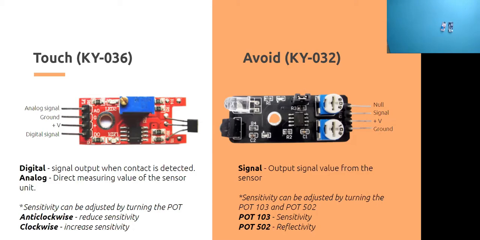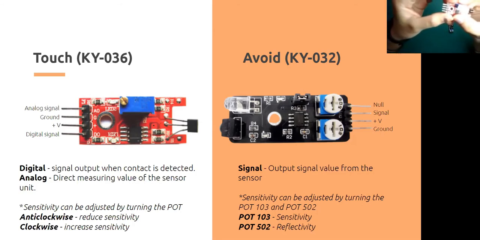So just a brief explanation about the touch sensor. The touch sensor has 4 leads, which are analog signal, ground, positive V, and digital signal. You can see clearly from here: this is the digital output, which is the digital signal. This is the analog signal, and then this is ground and positive V.